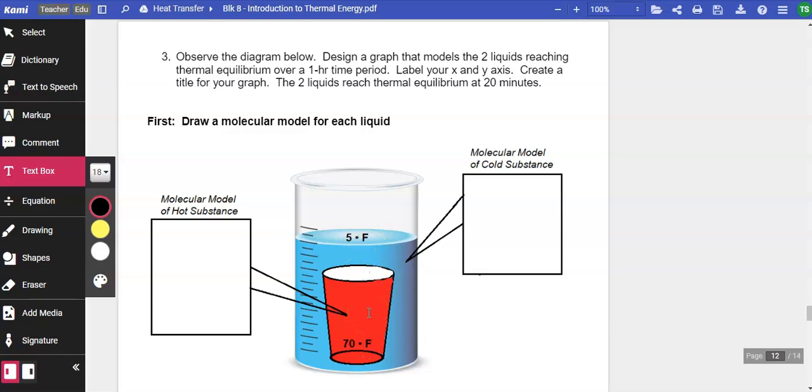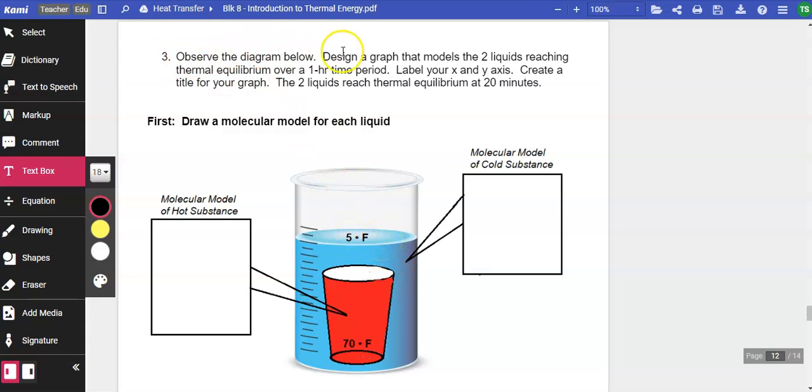And then the smaller container, notice that it's sealed, so none of the liquid can actually leak out and mix in with the blue liquid, because if that's the case, you would have purple liquid, right? So the red liquid stays contained, and it's at 70 degrees Fahrenheit, okay? So basically what we have is a substance at a warmer temp that is now in contact with or touching a colder substance.